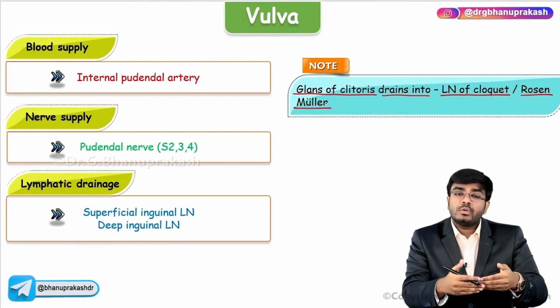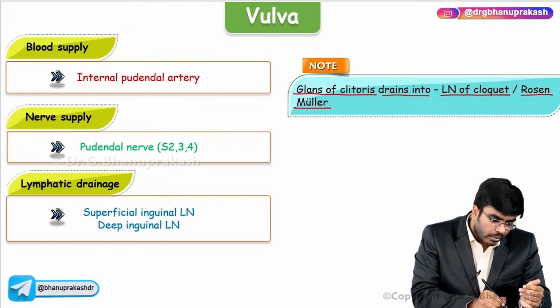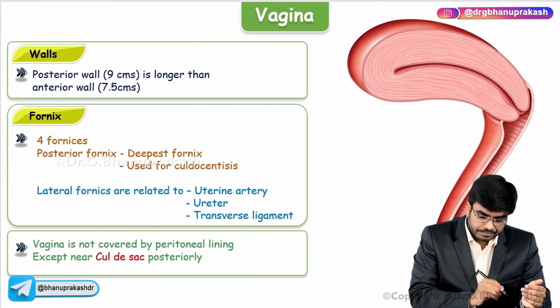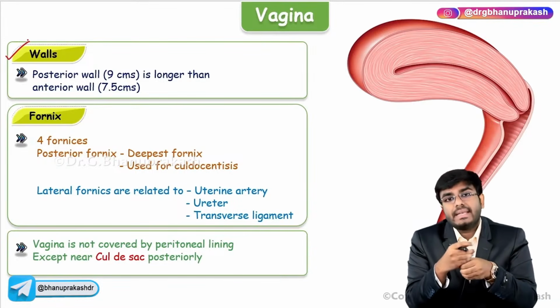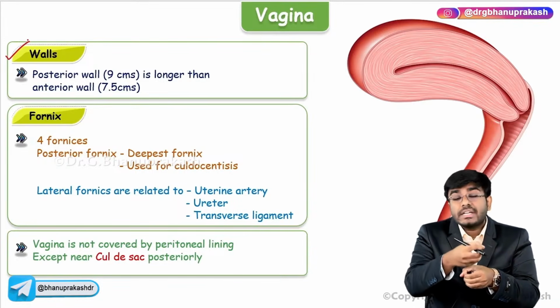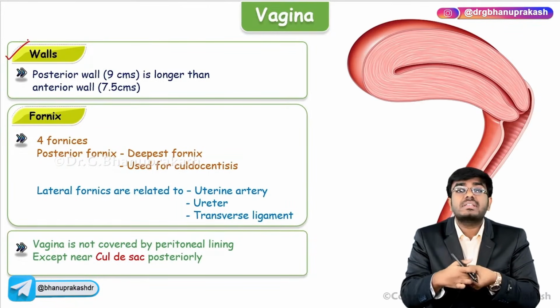Now we are going into the internal reproductive organs. So the external reproductive organs are completed. Now let's talk about the vagina. Guys, what exactly is the vagina? It is a fibromuscular tube, where intercourse will happen. Okay, it's a fibromuscular tube.